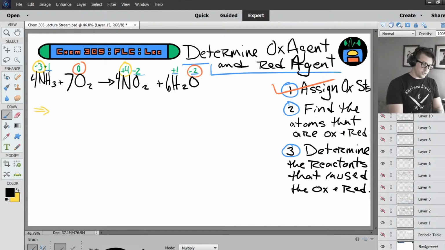Taking a look at nitrogen first, we see that nitrogen starts at a negative, ends at a positive. It's lost electrons. So nitrogen loses electrons.